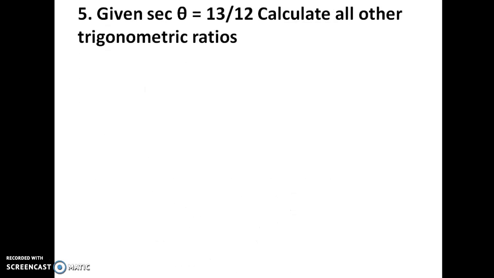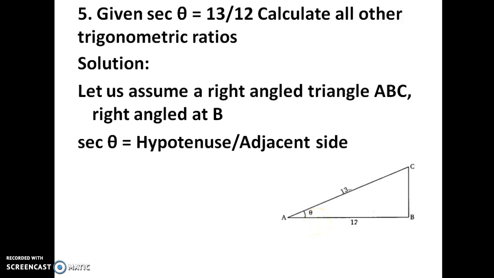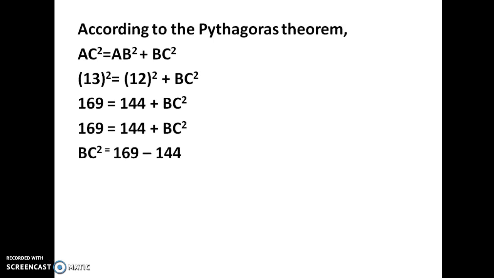The next problem: given secant theta equal to 13 by 12, calculate all other trigonometric ratios. We can draw the diagram by ourselves by keeping the theta at A. What is the secant formula? It is hypotenuse by adjacent. So 13 by 12: hypotenuse will be 13 and adjacent will be 12. For the unknown side we have to use the Pythagoras theorem to find it out. So I found out BC equal to 5.